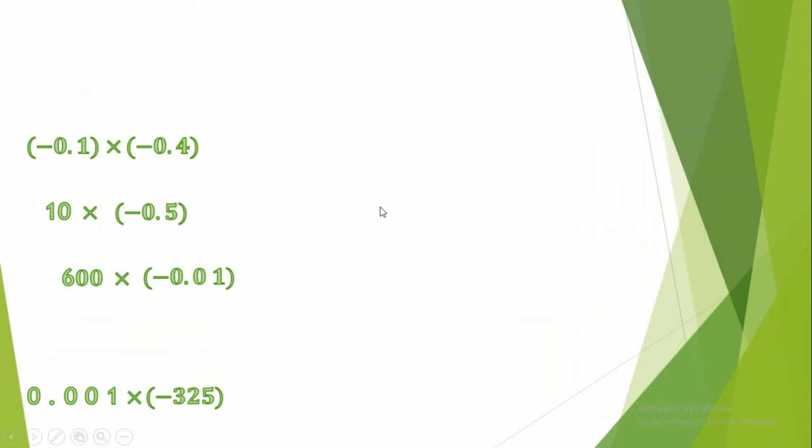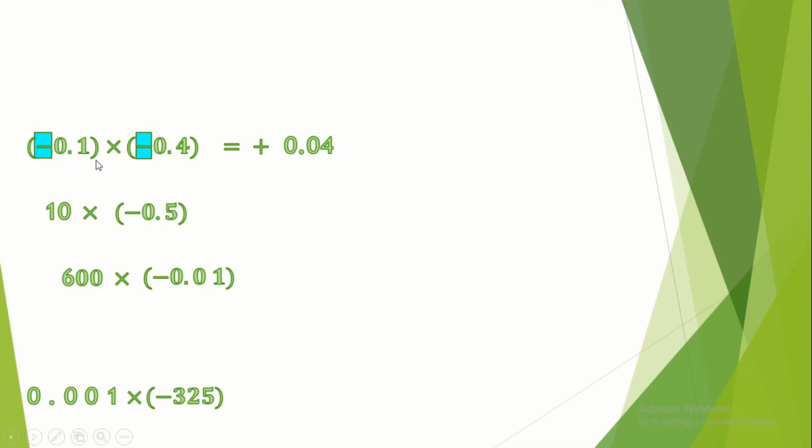Another exercise, here we will deal with decimal numbers. How to solve that? By signs, it's the same. Here we have 2 signs minus, which give us plus. 2 is an even number. Now we just multiply 0.1 times 0.4. The answer is 0.04. How to calculate it orally?